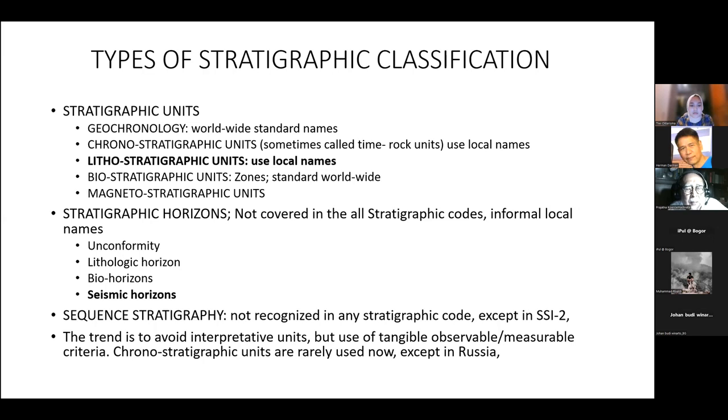Now, the trend is more and more to avoid interpretative units, except the chronostratigraphic units. They try to avoid it, and instead use tangible, observable, measurable criteria, such as lithology and fossils, not as time indicators but as fossils themselves, though understood to be time indicators. Even magnetostratigraphic units are based on measurable polarity criteria, which can be measured in the laboratory. So that's the tendency nowadays.